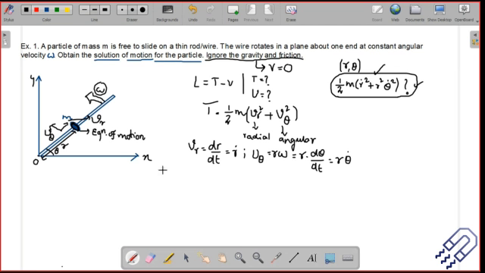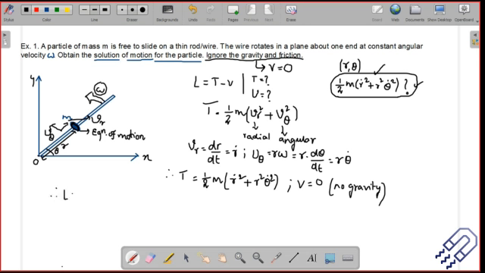So now we can just replace it. In general, we can say that T is equal to half m, and then vr is r dot square, plus v theta is r theta dot, so it will be r square theta dot square. Okay, so that's your kinetic energy, and then potential energy is 0. No gravity, no friction, that's why it's given. Sometimes you have to read the question carefully so that you get it clearly.